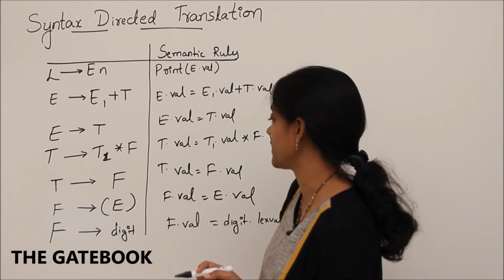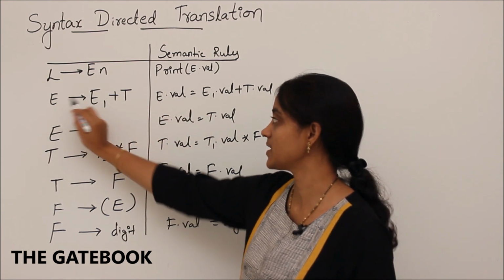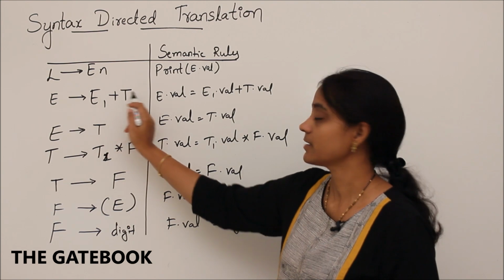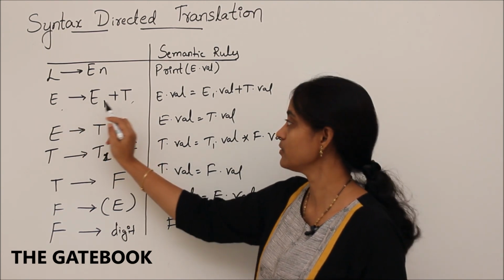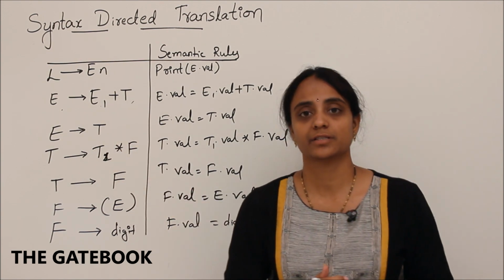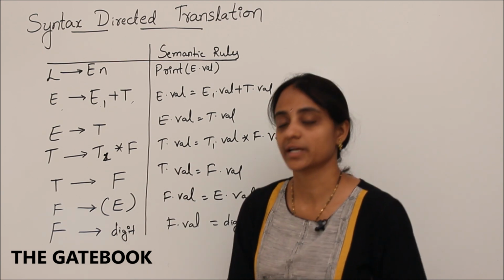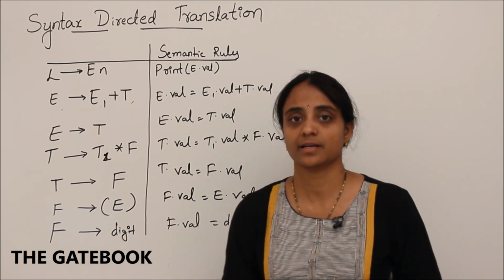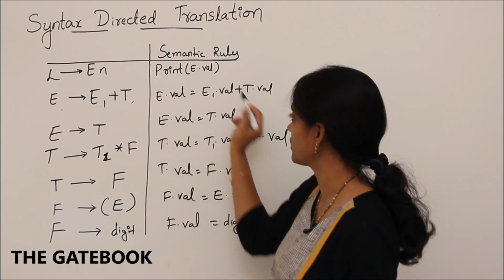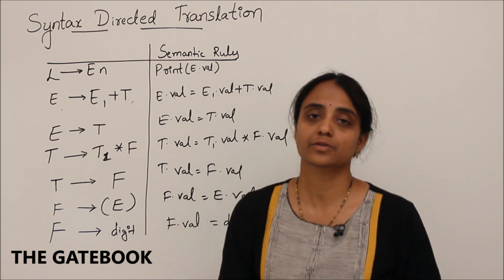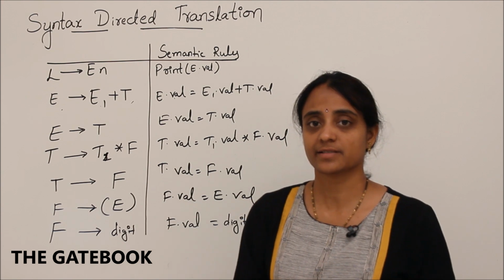If we see these semantic rules, everywhere the value of the left side symbol depends on the right side symbols. That means to compute this value, we need to first compute these two symbols' attributes. That is nothing but synthesized attributes. Because all these values always depend on the children node values, we can say that this grammar has only synthesized attributes.